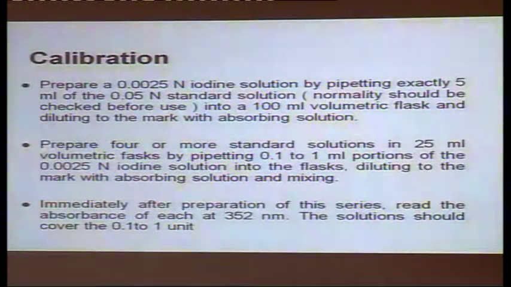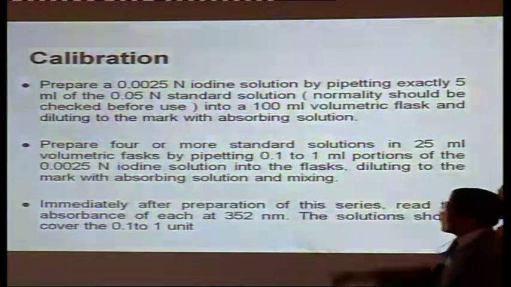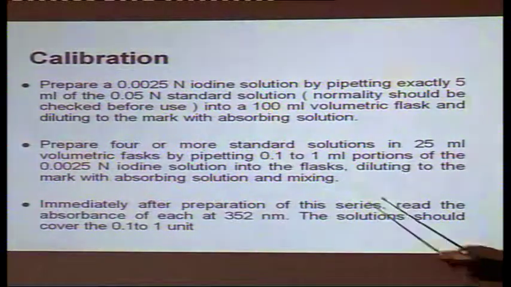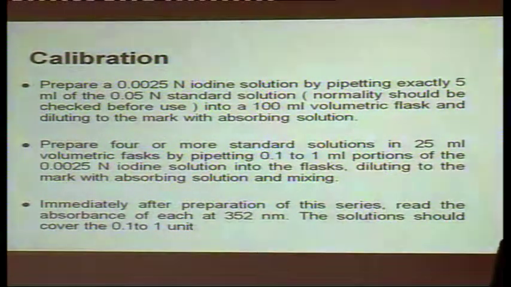Next. This is the method of calibration. Prepare a 0.0025 N iodine solution by pipetting exactly 5 ml of the earlier prepared 0.05 N solution into a 100 ml volumetric flask and dilute to the mark with absorbing solution. Normally it should be checked before use. Prepare 4 or more standard solutions in 25 ml volumetric flasks by pipetting 0.1 to 1 ml. Ideally, the calibration graph is to be prepared within the expected range of the pollutants produced.